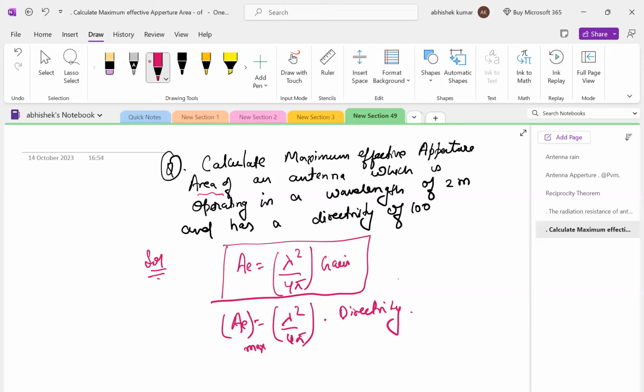To 31.83. Okay, I'm not going to calculate it. You just calculate, put lambda equal to 2 square into 4 pi into 100.